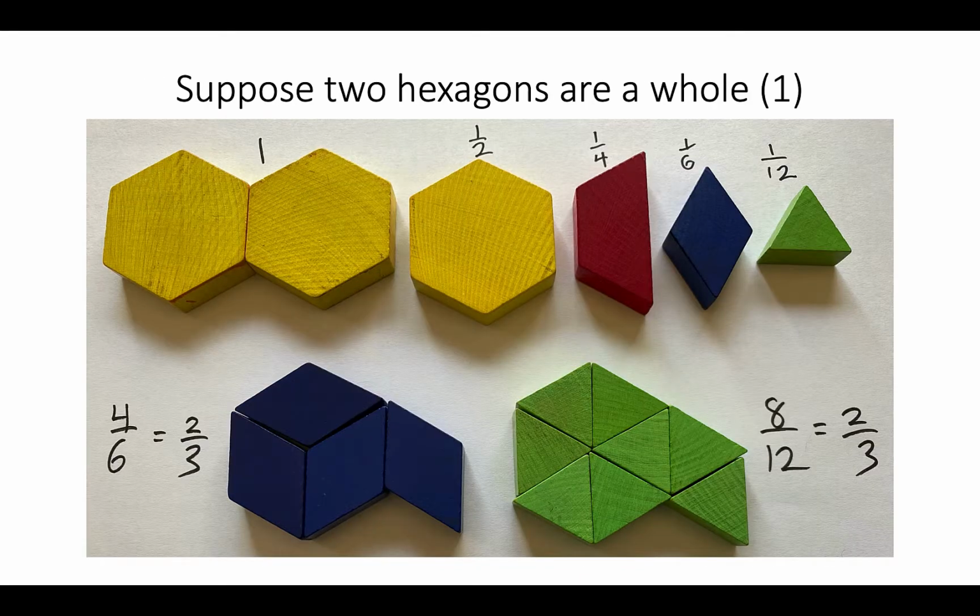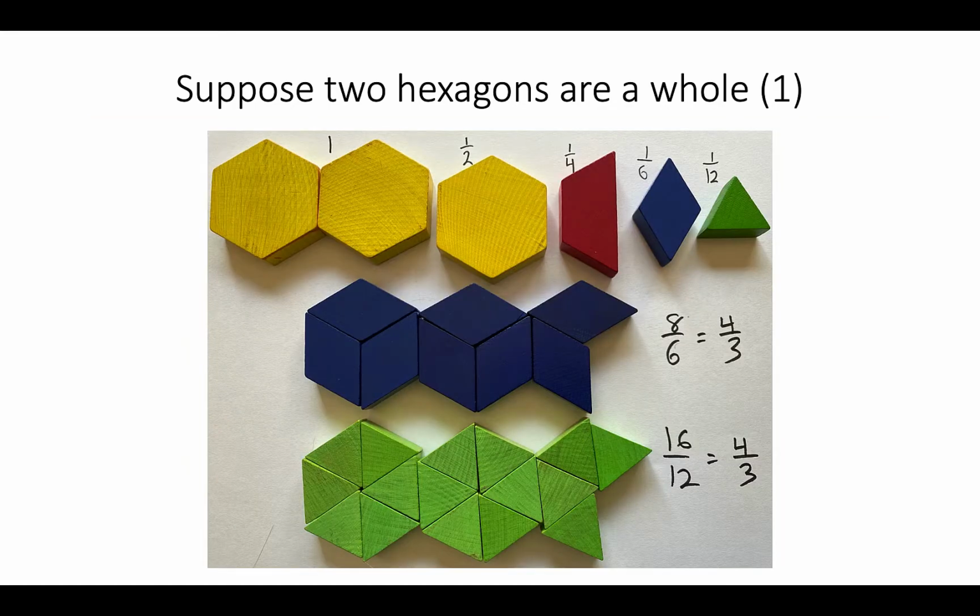If 2 hexagons represent a whole, and we want to represent the fraction 2/3, we don't have a single block representing 2/3, but we can write 2/3 as the equivalent fraction 4/6, which would be represented by 4 parallelograms. We can also represent 2/3 as 8/12, which would be represented by 8 triangles. Each of those has the same shape. Each of those would represent 2/3 of the 2 hexagons.